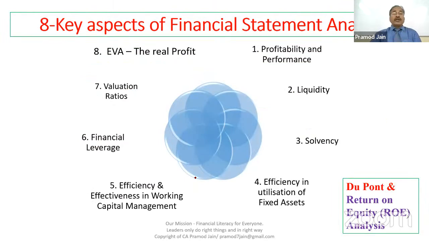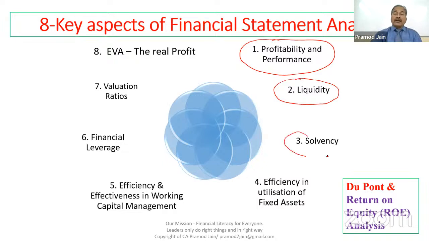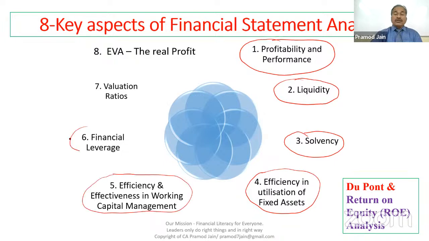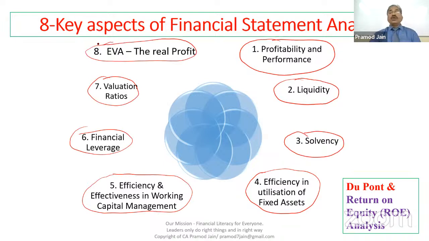Now, finally, friends, how to read the profit and how to read the financial statement? तो financial statements को read करने के लिए पहली चीज जो आपको समझनी है, how to read the profitability and performance. Second is how to read the liquidity. Third is how to read the solvency. Fourth is how to read efficiency in utilization of fixed assets. Fifth is how to read efficiency and effectiveness in working capital management. And seventh is the EVA, economic value added. And finally, of course, you also need to understand the DuPont analysis.